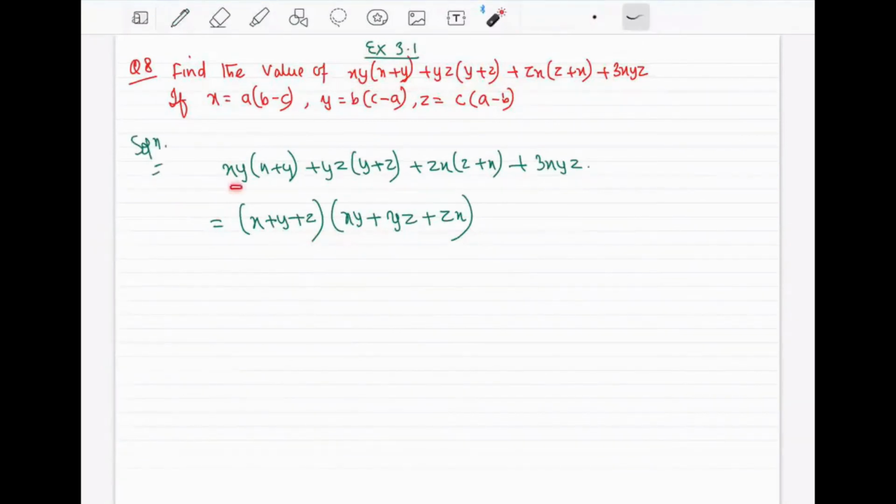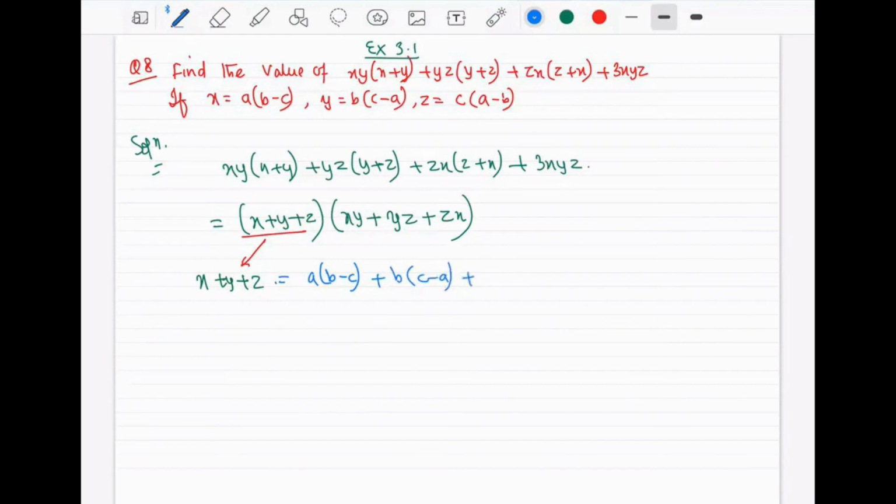After factorization, this part is reduced to this. Now we will calculate this portion right here, because the value of X is given like this, Y is given like this, Z is given like this. Let's calculate X plus Y plus Z. Remember, we are calculating this value only, okay? We are not calculating this part. X plus Y plus Z is how much? Instead of X, we will put AB minus C. Instead of Y, we are going to put BC minus A. Instead of Z, we are going to put CA minus B. So let's open the bracket, see if we are able to obtain any value.